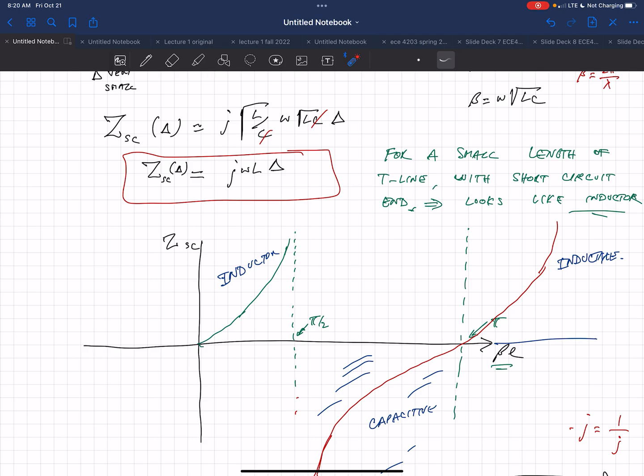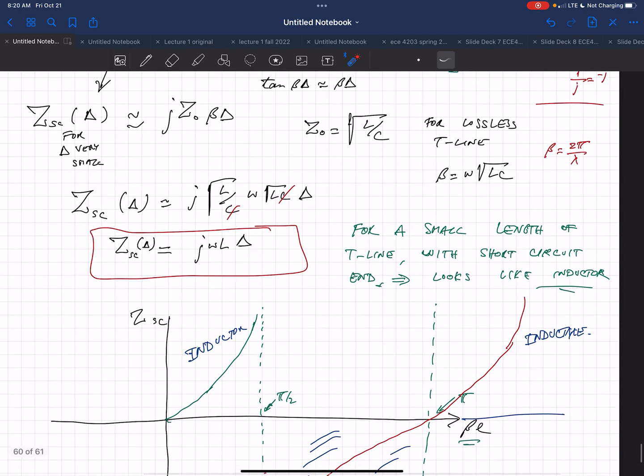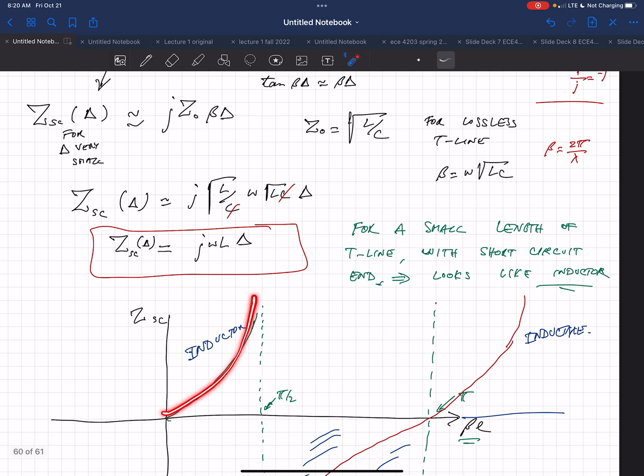Does that make sense? No? Okay. Well, that's why I'm writing beta and then jamming L. So anyway, at some point, we're going to look like an inductor.